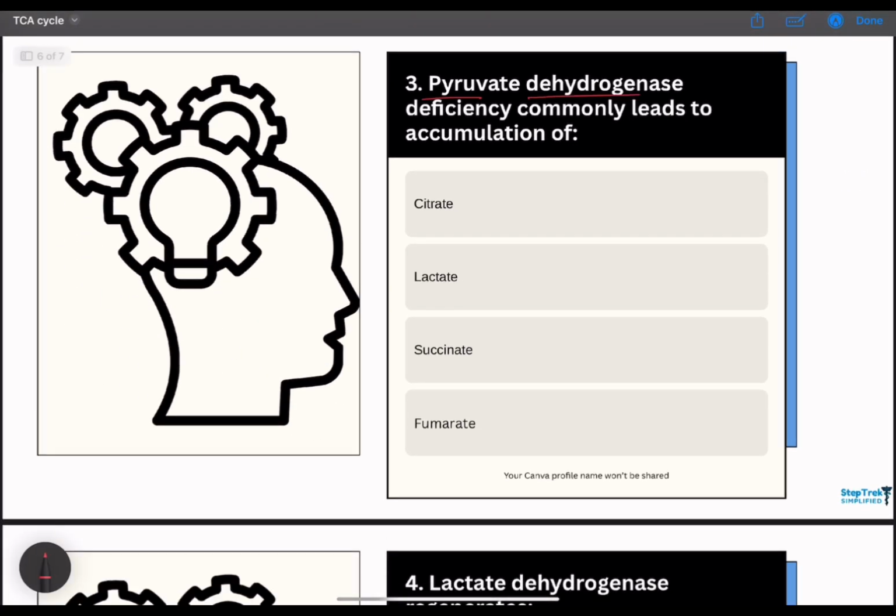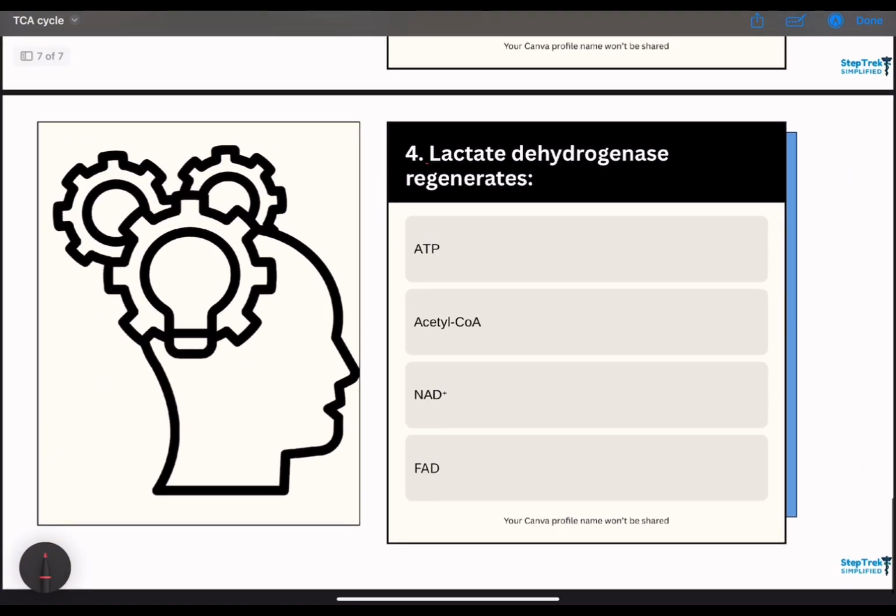Pyruvate dehydrogenase deficiency commonly leads to accumulation of citrate, lactate, succinate, or fumarate. It is lactate. In pyruvate dehydrogenase deficiency, we have increased lactate as well as increased alanine. And at last, lactate dehydrogenase regenerates ATP, acetyl-CoA, NAD, or FAD. And the correct option is NAD. The LDH converts NADH into NAD+.